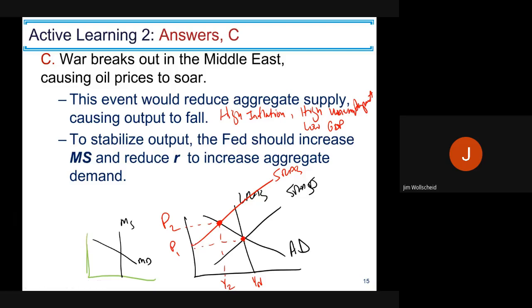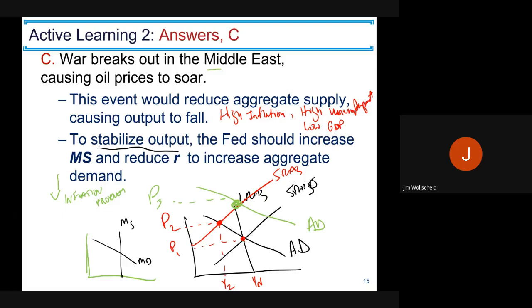If our goal is to stabilize output, then they're left with no choice. Then the Fed is going to have to increase aggregate demand to get us back to equilibrium. However, what that does is that really causes an inflation problem. The other way it could do it is it could try to slow down prices and get us back to the original price point, but that comes with decreasing output or increasing unemployment even more.